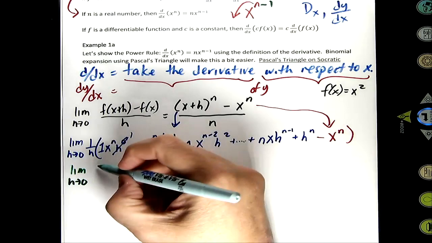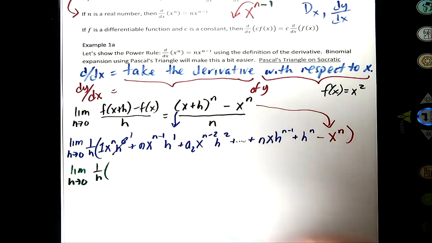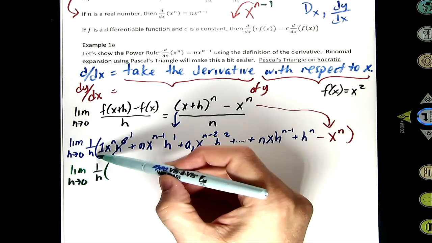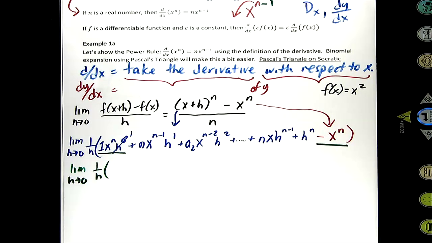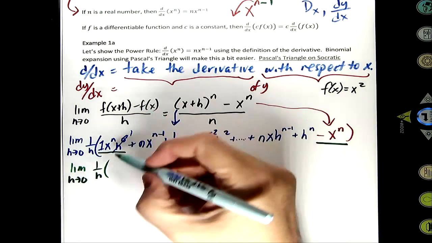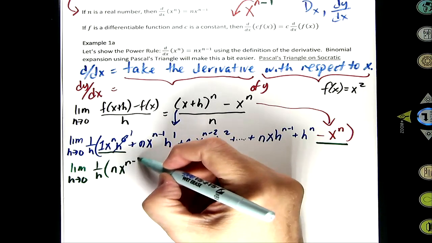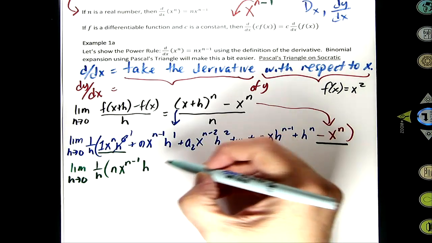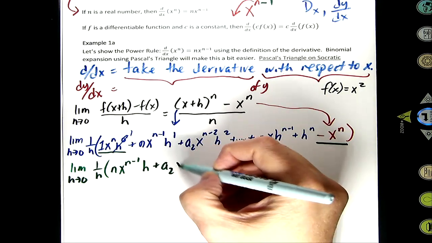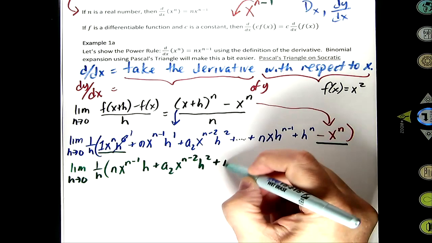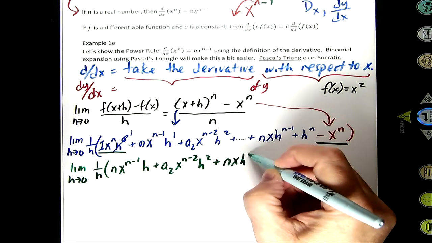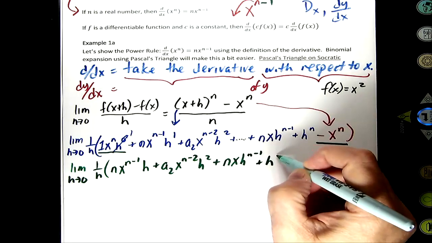I still got the 1 over h. The 1 over x to the n right here, that cancels out with that right there. Those two cancel out. And I have n x to the n minus 1 h plus a sub 2 x to the n minus 2 h squared plus n x h to the n minus 1 plus h to the n.